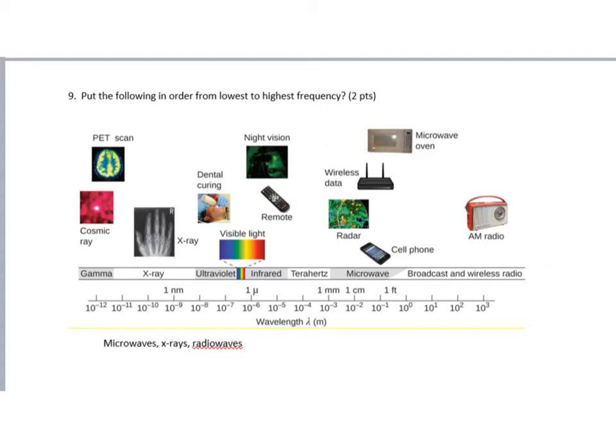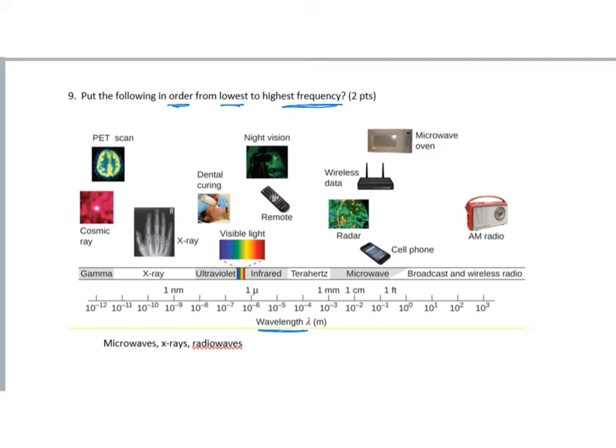So this is the electromagnetic spectrum, and I saw that you had some problems with this too, so I want to go over how to read again the wavelength increments. It's asking you to put microwaves, X-rays, and radio waves in the order from lowest to highest frequency. But we don't see frequency down here, do we? We see wavelength. So we have to know how wavelength relates to frequency.